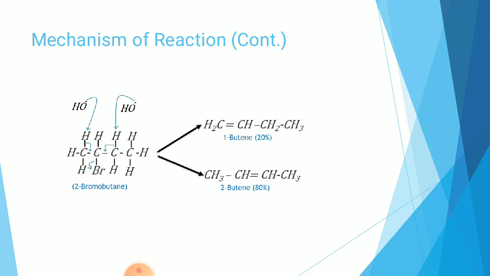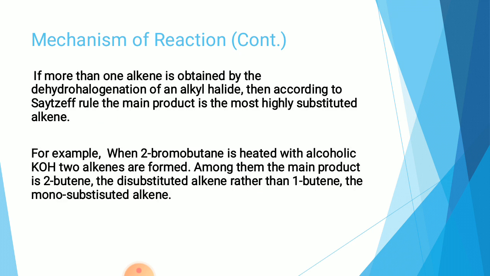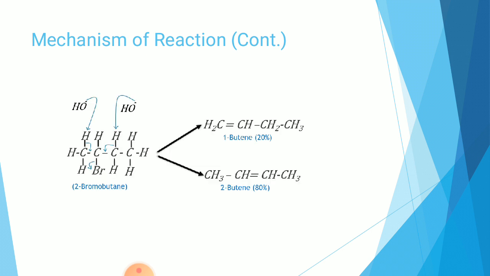According to Saytzeff rule, if more than one alkene is obtained by the dehydrohalogenation of alkyl halide, the main product is the most highly substituted alkene. Here 1-butene and 2-butene are formed, but 2-butene will be the major product because it is more substituted as compared to 1-butene. So 1-butene is the minor product, about 20% is formed, but 2-butene is the major product, with formation of about 80%.